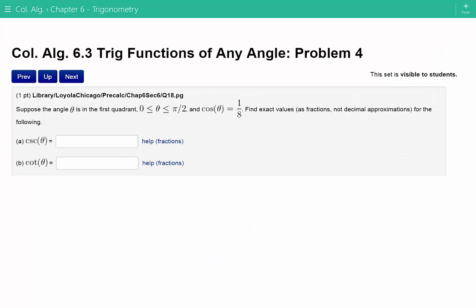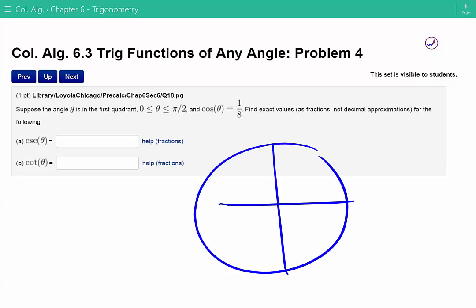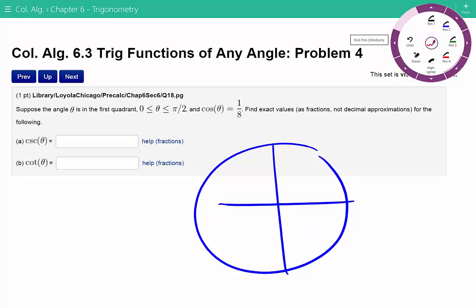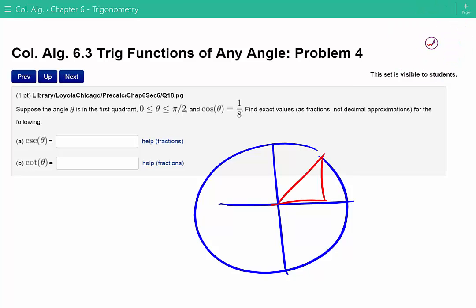The next problem says suppose an angle theta is in the first quadrant. So we know we're talking about this first quadrant between 0 and 90. And it gives us the cosine. So I'm going to draw a reference triangle in there and label what they told me. They told me the cosine was 1/8, so that means adjacent over hypotenuse is 1 over 8. They say find exact values for the following. First, I'm going to find this side over here by using the Pythagorean theorem. If I do 8 squared equals 1 squared plus b squared and solve for b, I get 64 minus 1 square rooted, which is the square root of 63.